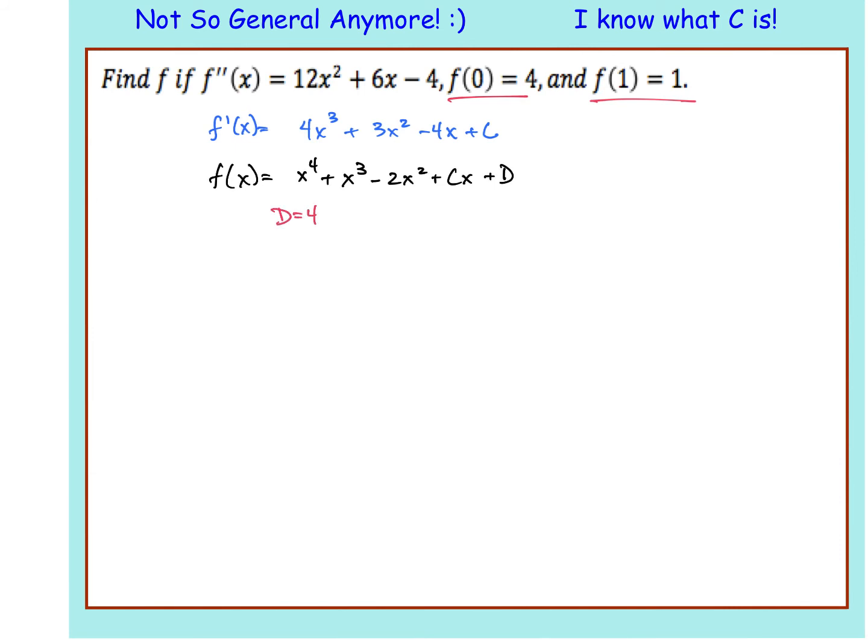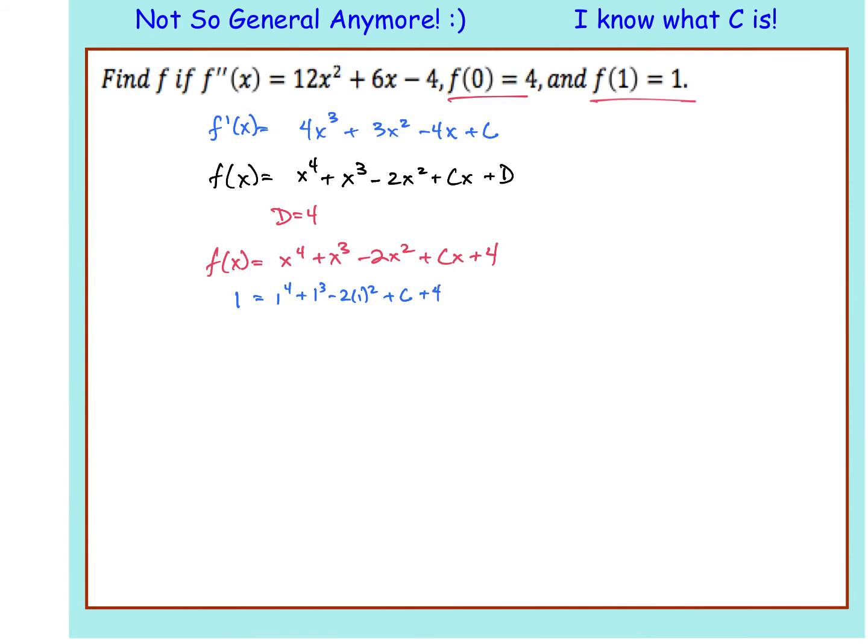So now that I have that, I'm going to substitute it back in. So now I have f of x, which is equal to x to the 4th plus x cubed minus 2x squared plus cx plus 4. Now what do we substitute in? The next ordered pair. So now, what is my y value or my f of x? 1. So 1 is equal to 1 to the 4th plus 1 cubed minus 2 times 1 squared plus what? How many c's, I mean? 1c. And then plus 4.